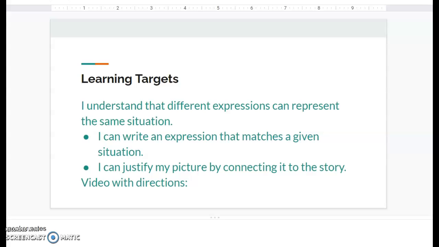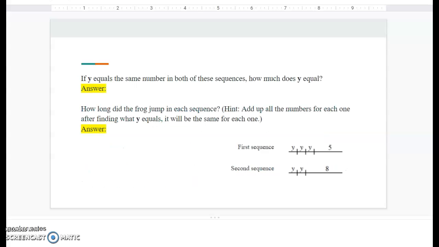Here's a look at today's assignment. The learning targets are: I understand that different expressions can represent the same situation. I can write an expression that matches a given situation, and I can justify my picture by connecting it to the story, which is something we focused on in class.